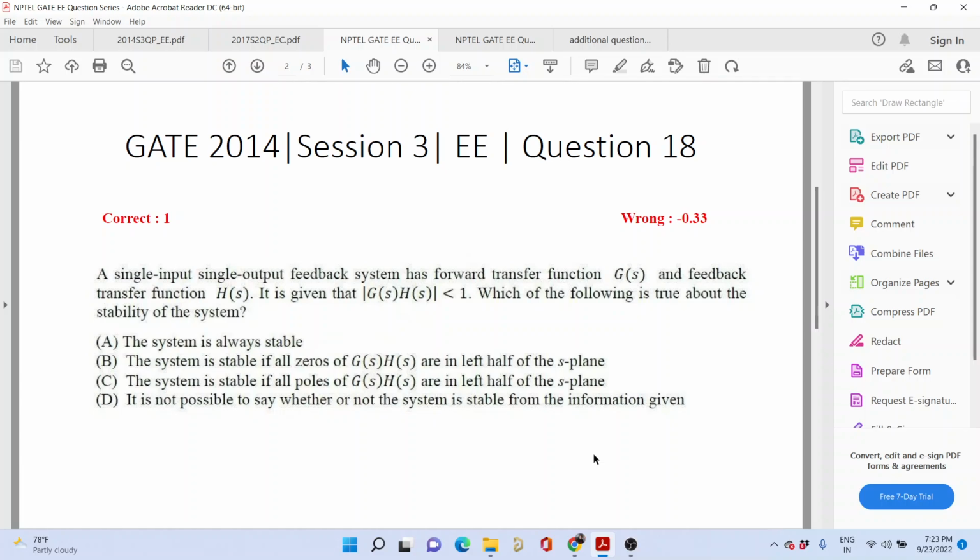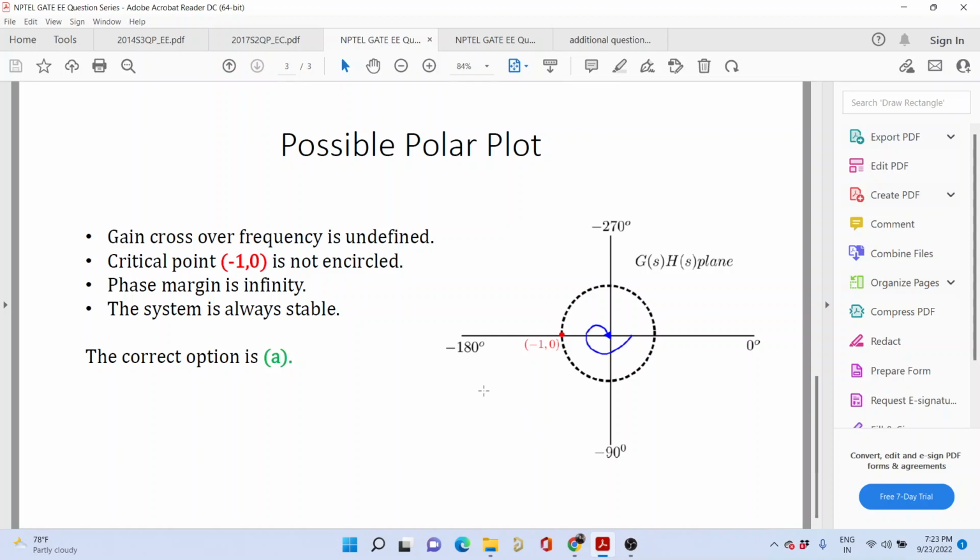So how do you determine whether the system is stable or not? Whether a system is stable or not will be given by the number of encirclements of this critical point, that is -1, 0. How many times the polar plot or the Nyquist plot has encircled this point. The number of encirclements must be equal to Z minus P, where Z is the closed loop poles of the system and P is the open loop poles of the system, right?